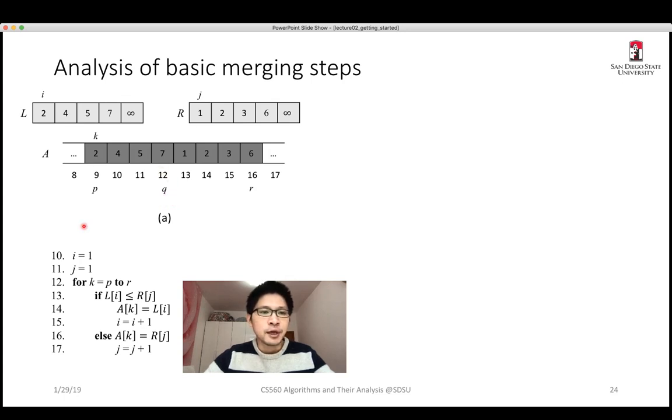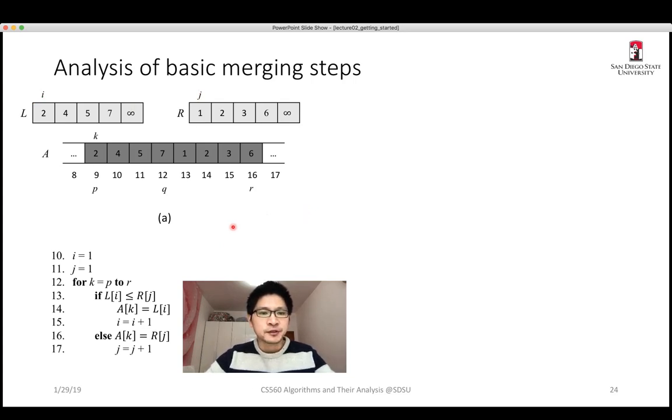So after everything from line 1 to line 9, we have already created two new subarrays, L and R, and we have copied the elements from A[P] to A[Q] to L, and A[Q+1] to A[R] to R, and we have appended the sentinel element infinity at the end of L and R, and have already initialized I and J to 1.